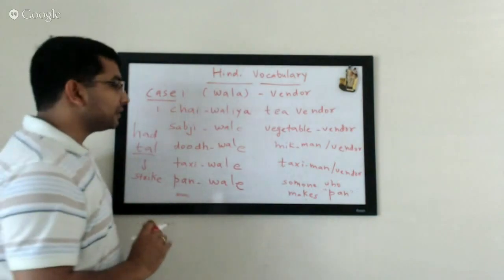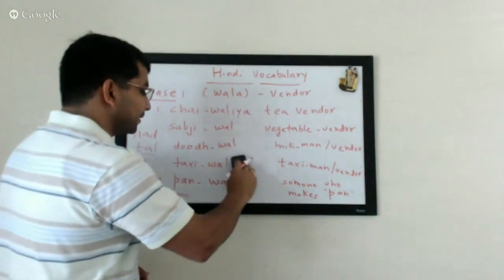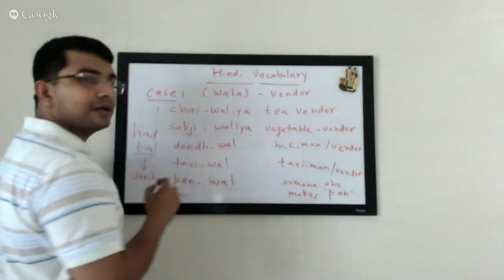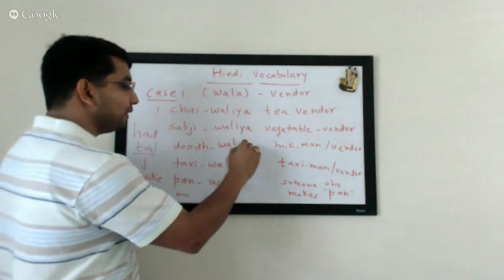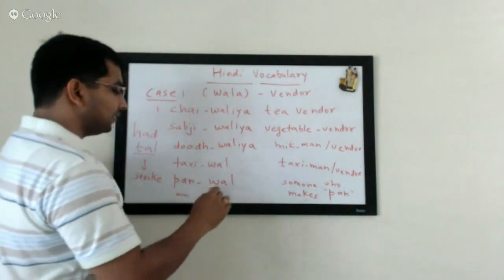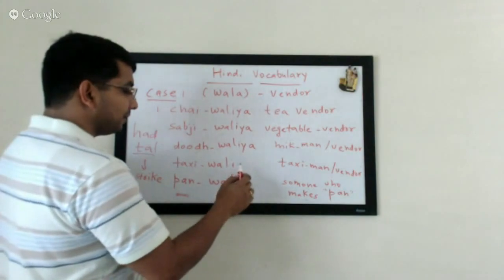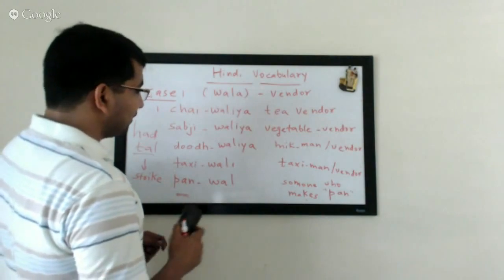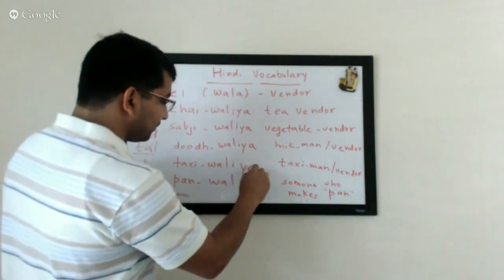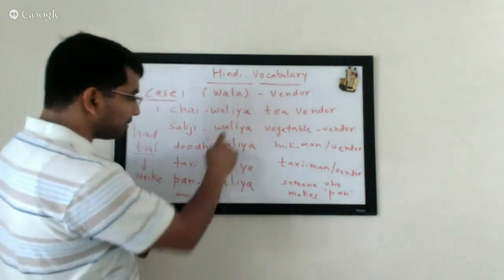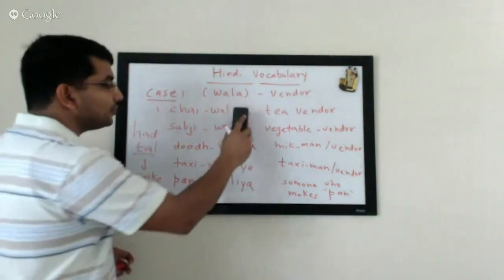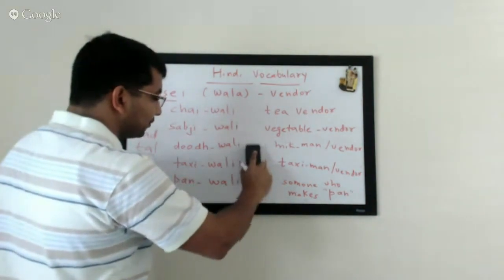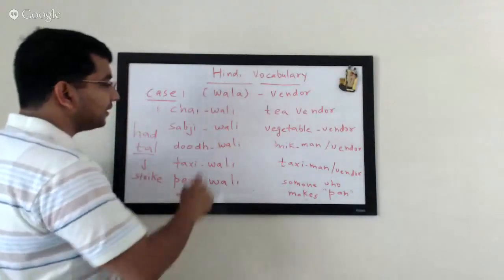Again, this is a conceptual thing. Similarly, if it is sabji, it's sabji waliyan, doodh waliyan, or taxi. Actually, taxi wali, pan wali. Either you can use that. Now that I'm thinking about it, either you can use waliya, or sometimes you can use them depending on what the next word is, right?